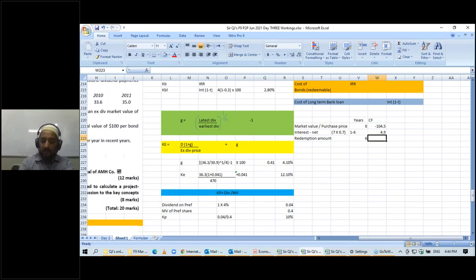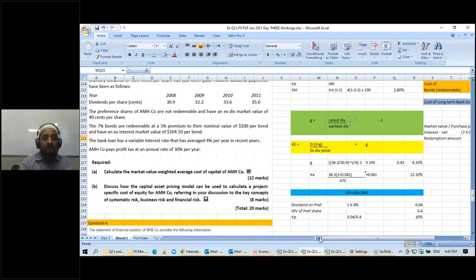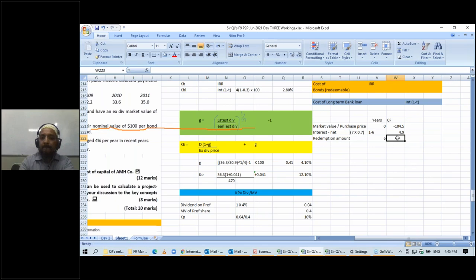And then the redemption amount. The question says that the bond will be redeemed at a 5% premium on redemption. If you look at the question, let me show you that it says the 7% bonds are redeemable at a 5% premium to their nominal value of 100 per bond. So the bond will be redeemed at 105. So this will be an inflow amount. Now we will calculate present value.